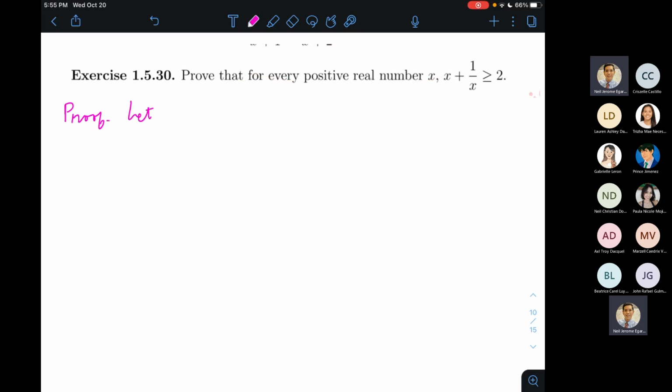So I will start by considering an arbitrary positive real number x. And then I'll do a proof by contradiction. So what would be my supposition here? I need to suppose, for the sake of contradiction, that what? Any volunteer? Okay, Prince.